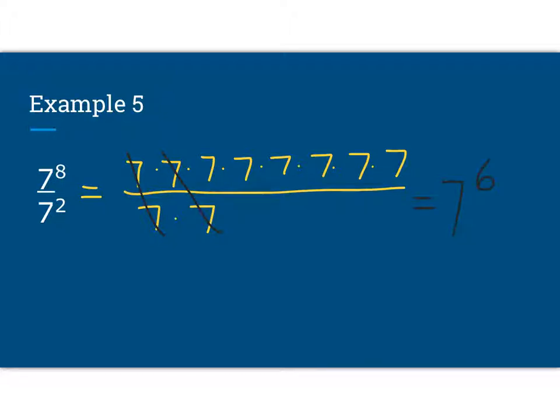Notice that the base did not change. We still have 7 as the base. Or if you have a calculator and you want to figure it out, you could get 117,649.